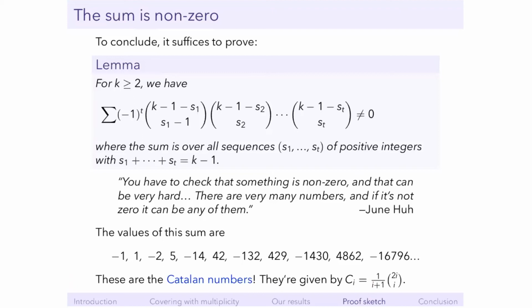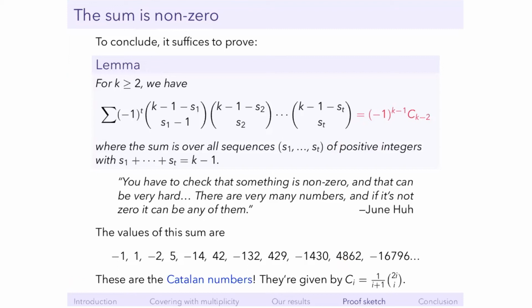Yeah, for some reason, when you compute the sum, it turns out to just be the Catalan numbers with alternating signs. And the Catalan numbers are all non-zero. So in order to prove that the sum is non-zero, it suffices to actually just prove this fact, that it is equal to these Catalan numbers with alternating signs. And yeah, so proving that it's non-zero is hard, but proving that it's equal to this specific thing, which is itself not zero, is doable.